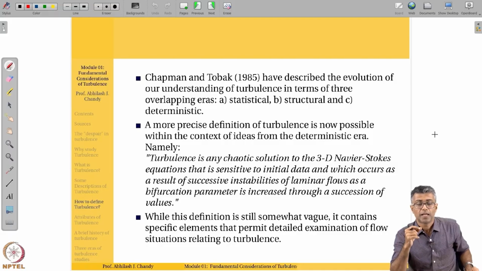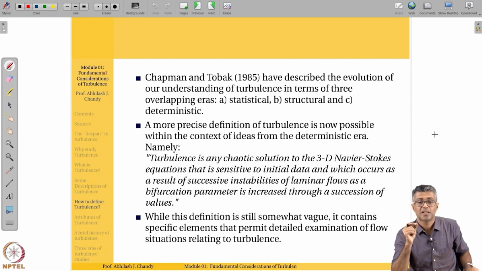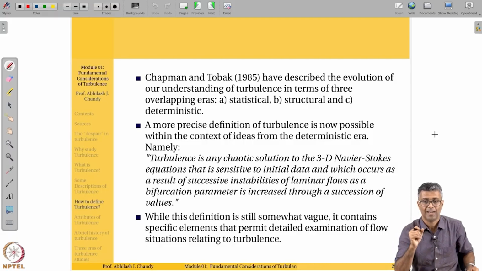Okay. So this is the modern definition of turbulence. Turbulence is any chaotic solution through 3D Navier-Stokes equations that is sensitive to initial data and which occurs as a result of successive instabilities of laminar flows as a bifurcation parameter is increased through a succession of values.